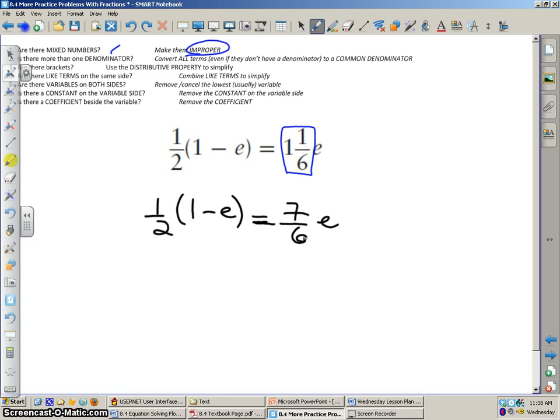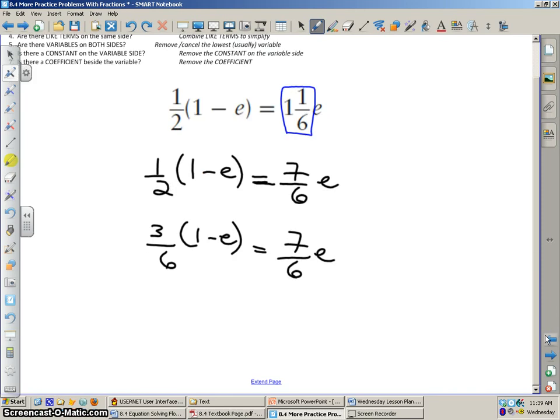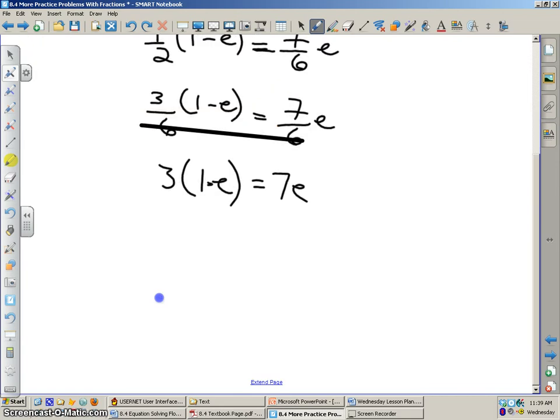So what do we look at next? Do we see more than one denominator? We do. All right, let's convert. So we're going to make this over 6, I think. So we'll leave that as is. We'll change that to 3 over 6. So now we can get rid of our denominators. When we do that, we still have 3, 1 negative e equals 7e. And our distributive property is going to come into play here. We have 3 times 1, 3 times negative e. So 3 times 1, 3 times negative e.